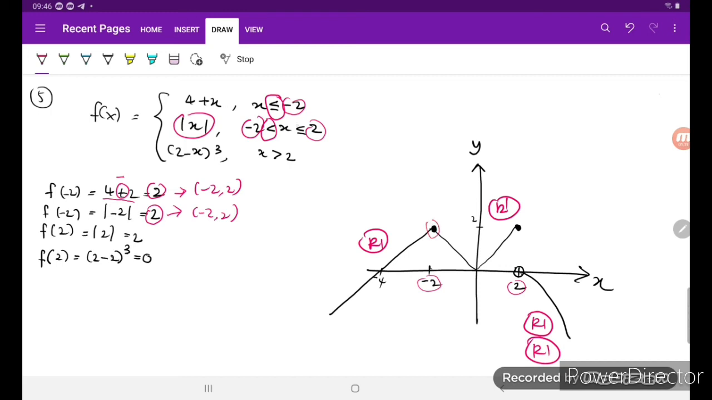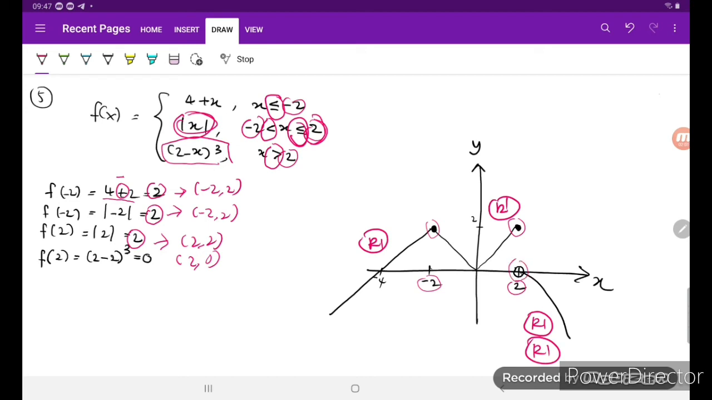And then for f2 for the same function, you will also get 2. So this will be point 2, 2, also black dots. Point 2, 2 is here. And then point f2 again, but in this case you substitute into the last function, you will get 0. So the point here is 2, 0. It will be white dots.